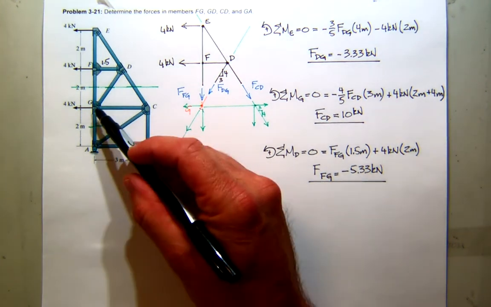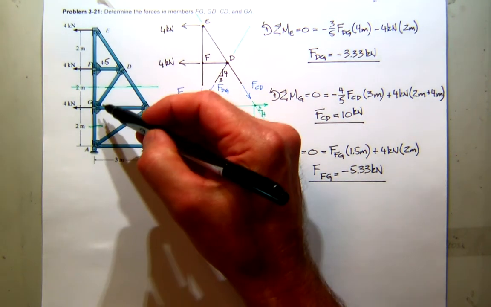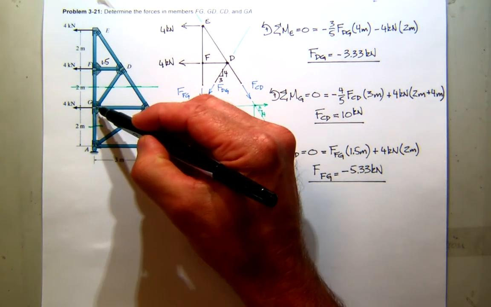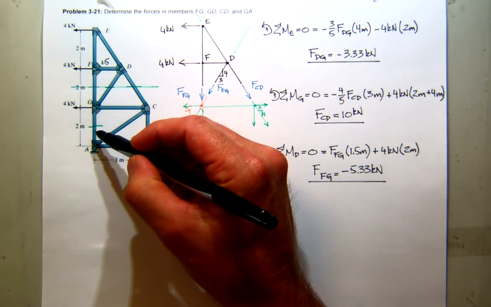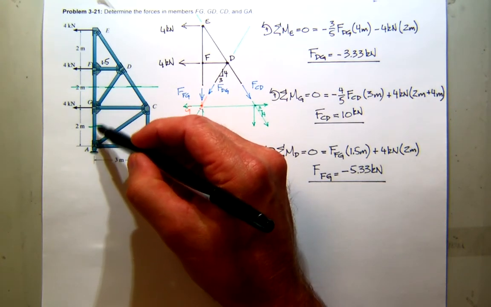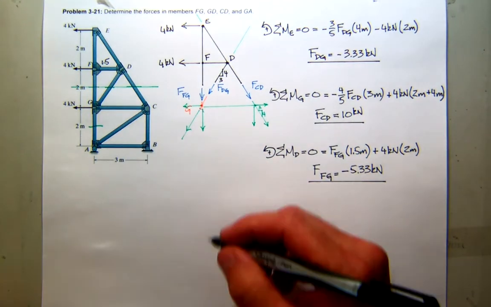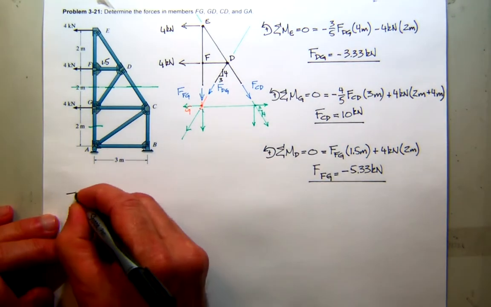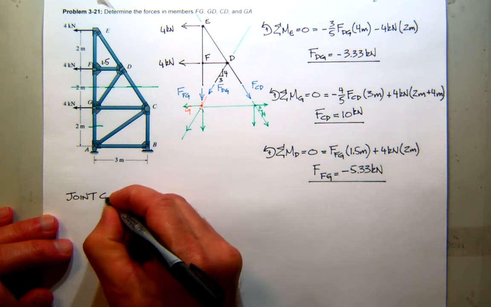Could I do a method of joints at G? Yeah. Well, I already know GB, and I know FG, and if I sum forces in just the vertical direction, I'll find this. This guy's horizontal. I don't care about that. That sounds like a fine plan. So let's come down here and do method of joints at G.